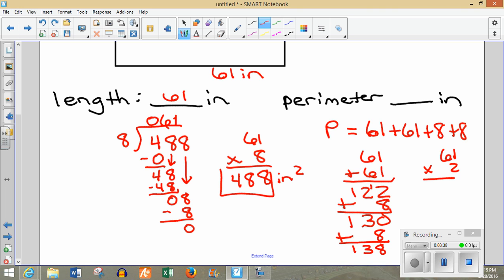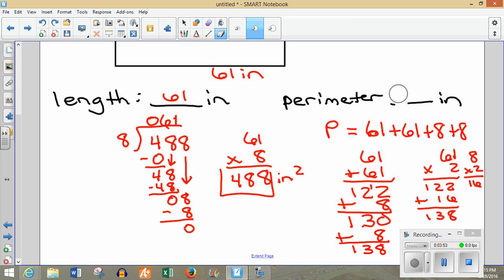61 times 2 and 8 times 2. Got the same answer both times. So I know that my perimeter is 138 inches, 138 inches. Now I would challenge you to sit down with mom or dad or whoever and really try to come up with another one on your own.